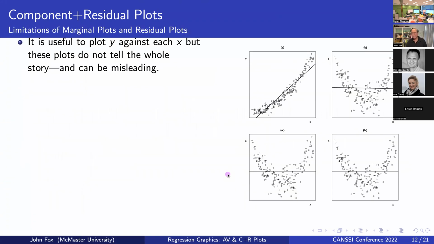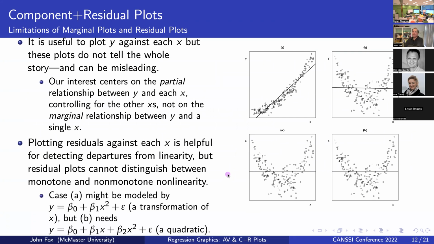Okay, so here is a very simple motivating example that shows why simple scatter plots of the data or plots of residuals may be inadequate. First of all, plotting y against each x can be inadequate if there's more than one x, because we're interested in the partial relationship of y to each x controlling for the other x's when we do a multiple regression. Second, plotting residuals against each x can detect nonlinearity, but it doesn't show us the kind of nonlinearity.